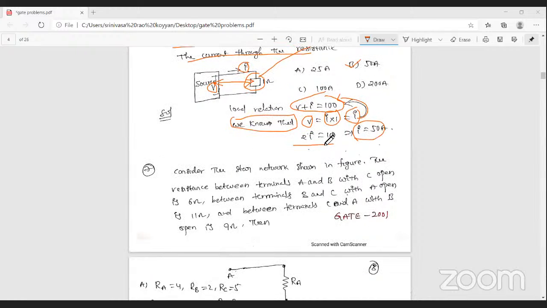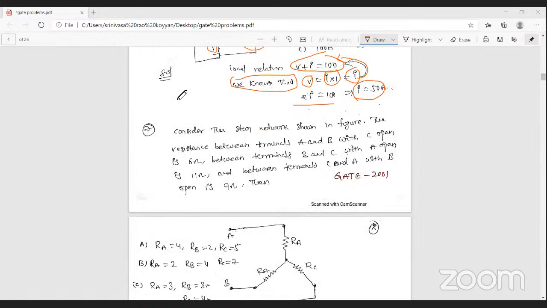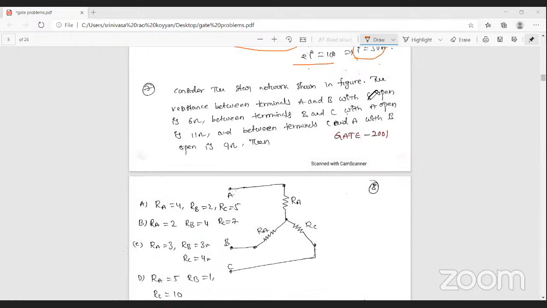Next one, problem number 7. Consider the star network shown in the figure. The resistance between the terminals A and B, with C open, what is the value? 6 ohm. Next, between the terminals B and C, with A open, what is the resistance value? 9 ohm. Between the terminals C and A, with B open, the resistance value is 9 ohm.